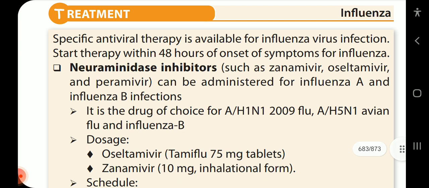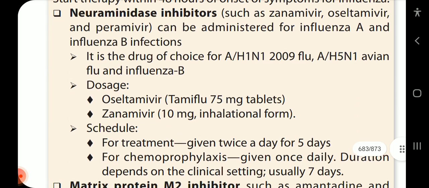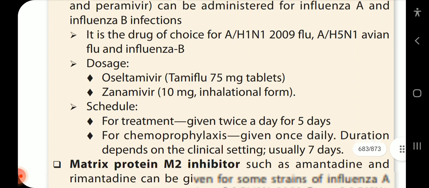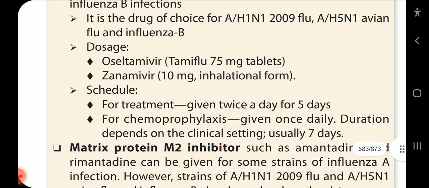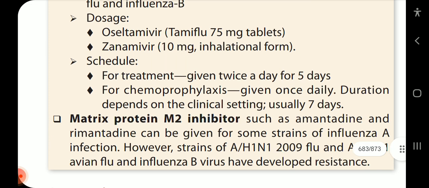Treatment of influenza. Specific antiviral therapies are available for influenza virus infection. Start therapy within 48 hours of onset of symptoms for influenza. Neuraminidase inhibitors such as zanamivir, oseltamivir, and peramivir can be administered for influenza A and influenza B infections. It is a drug of choice for A/H1N1 2009 flu, A/H5N1 avian flu, and influenza B.